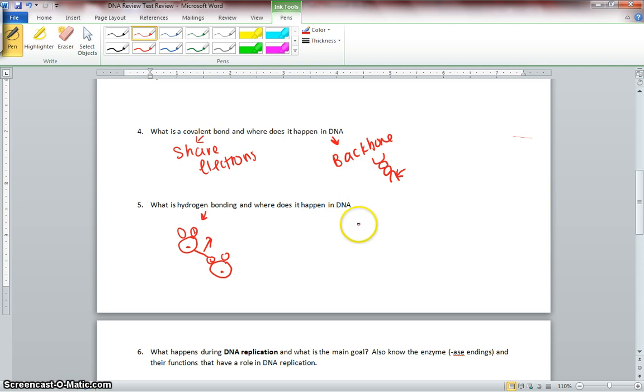So where does it happen in DNA? It actually happens between the nucleotides. So we have our DNA. I'm going to zoom in a little bit. So here's our nucleotides. We have our A's and our T's that are attracted to each other, and we have our C's and our G's. This right in between here, that is our hydrogen bond. Okay, and it is important that you know that's where the hydrogen bonds are. Out here is a covalent bond. That's where they're sharing their electrons.